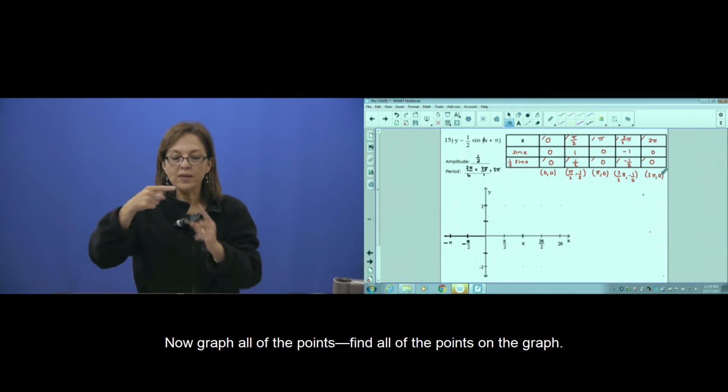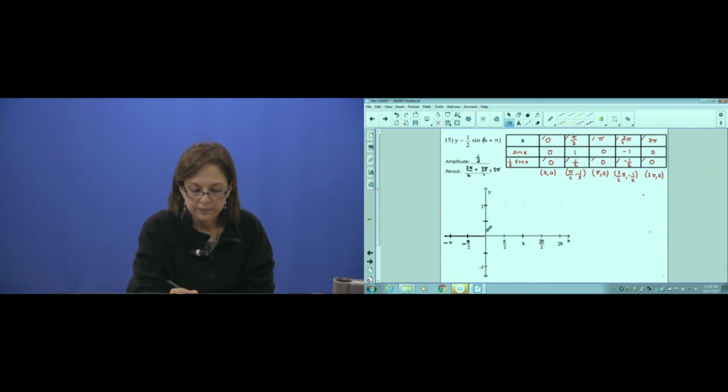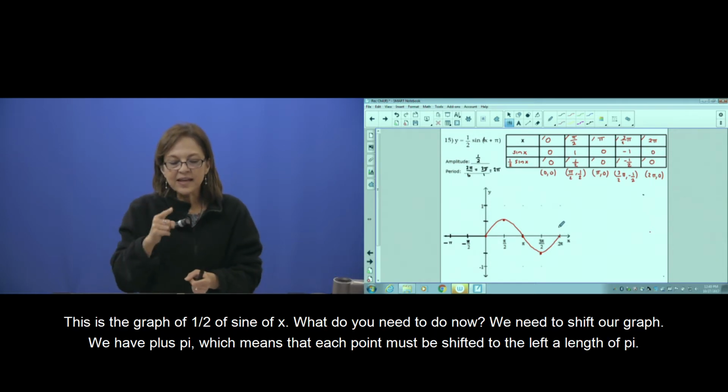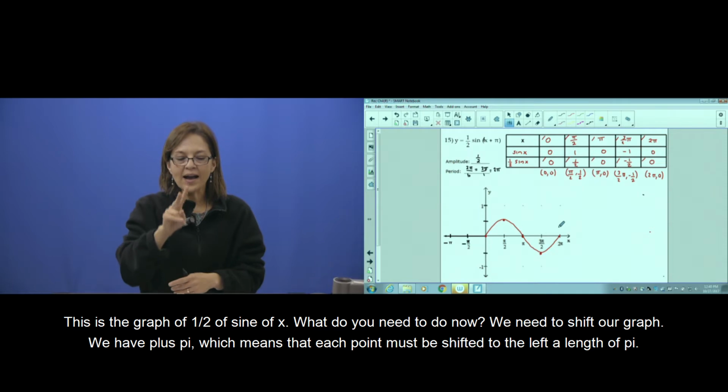Now graph all the points. Find all the points on the graph. This is the graph of 1/2 of sine of x.